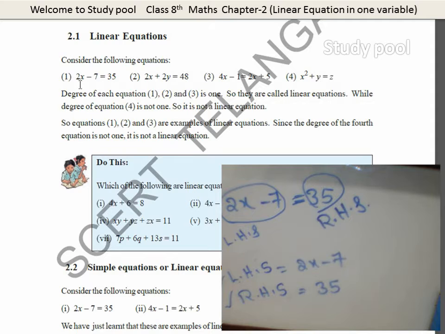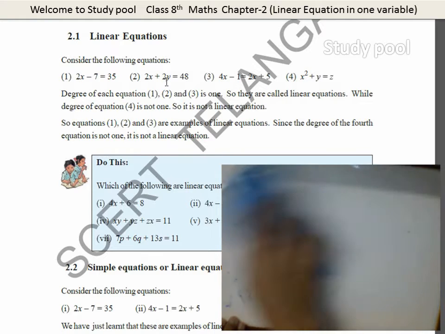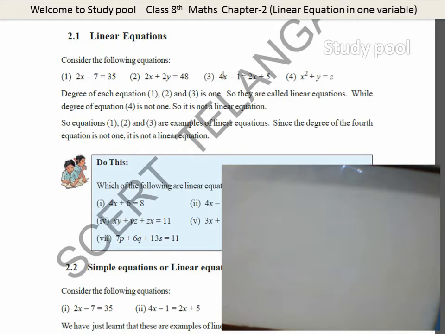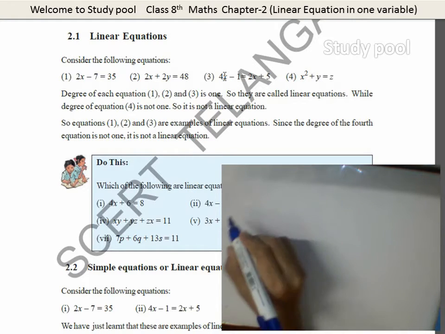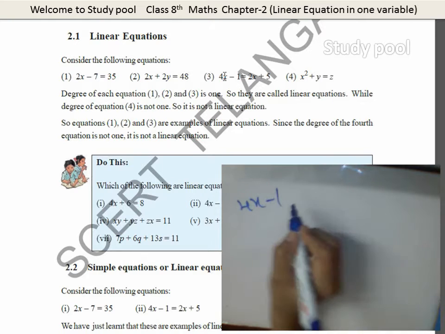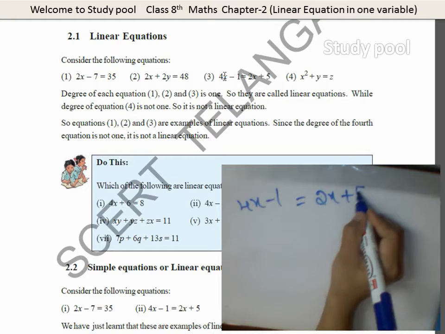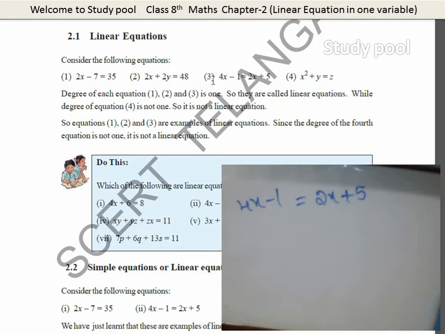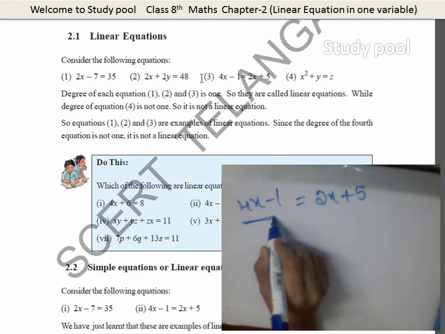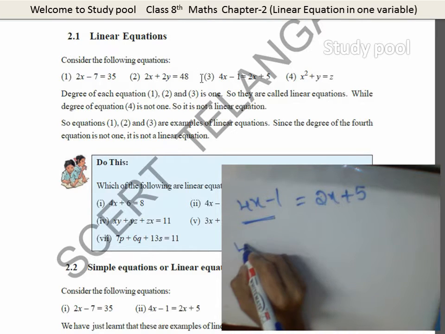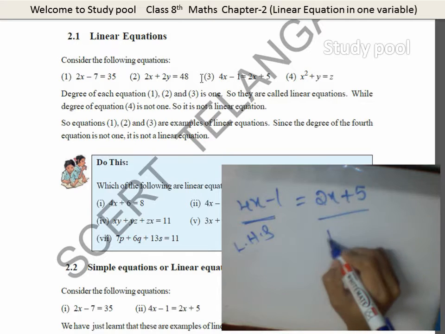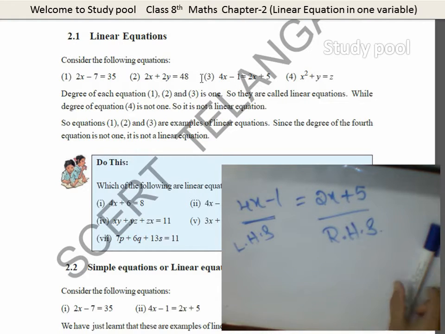Now see a linear equation. It is given 2x minus 7 is equal to 35, and here it is given 2x plus 2y is equal to 48. And here 4x minus 1 is equal to 2x plus 5 is given. So what is LHS and what is RHS? Here see, 4x minus 1 is equal to 2x plus 5 is given. See, where is the third one? It is the third one, right? So what do we call this one? It is the left hand side, so it is LHS, and this is the RHS. Okay, got it?